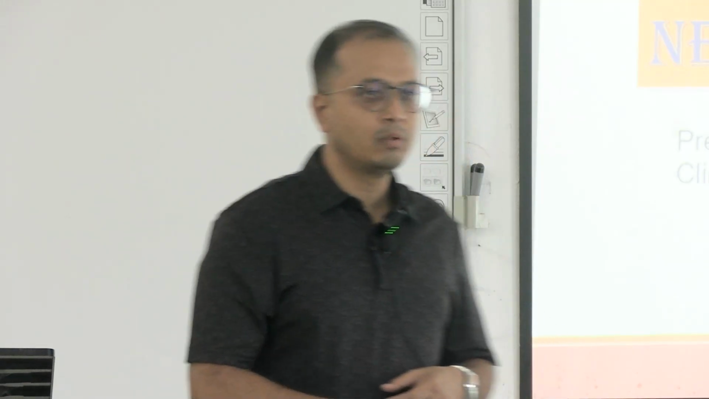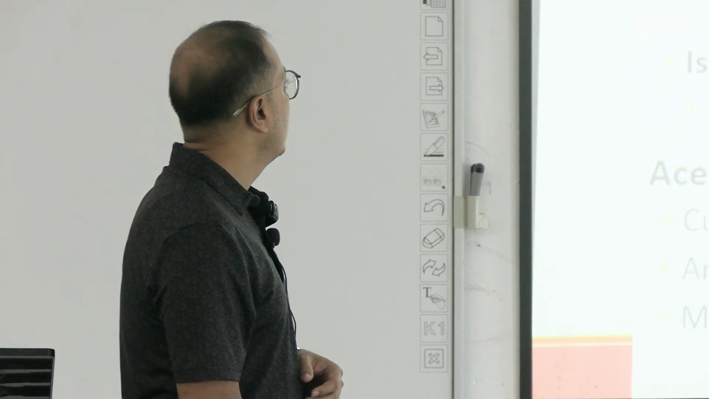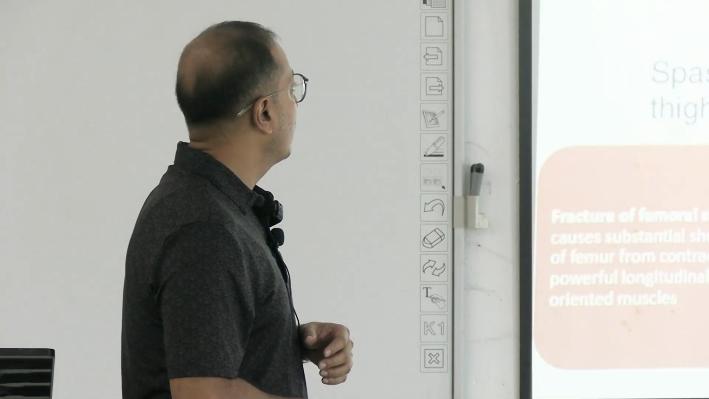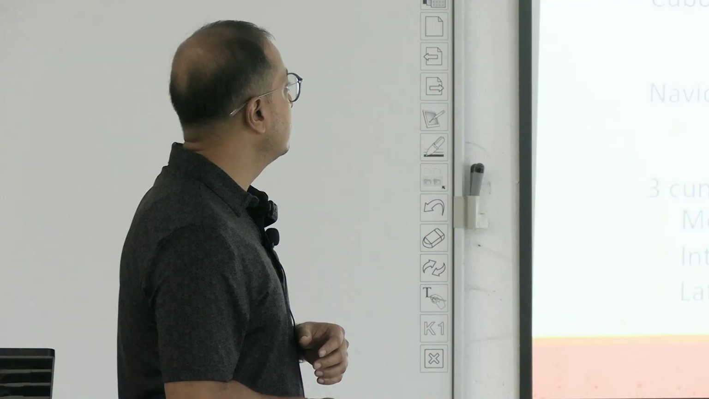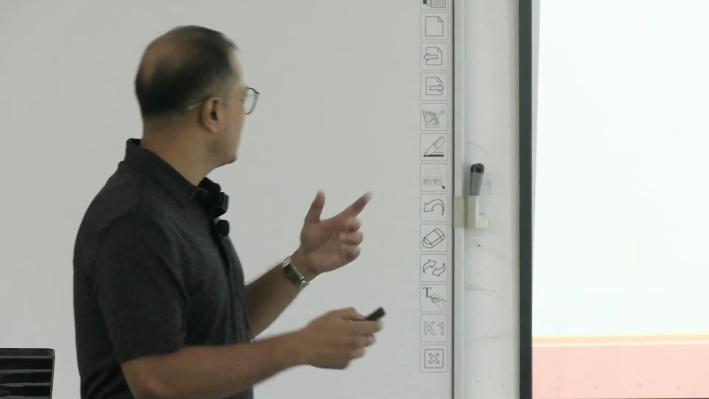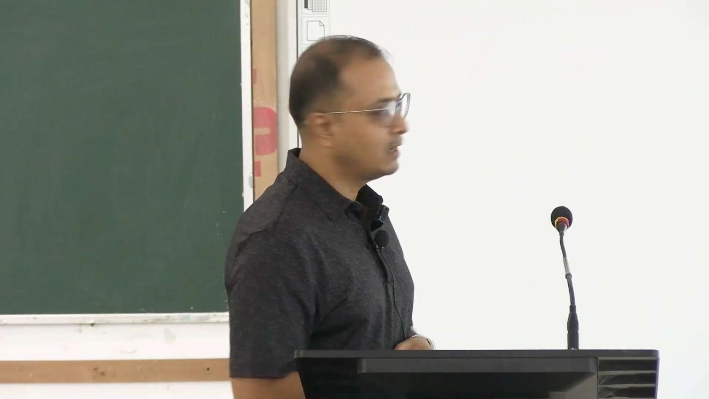Let's quickly review the lower limb, which we have already done, like the soft tissues and the particularly relevant elements of the lower limb. Starting with the lower limb fascia, which consists of two layers, superficial and the deep layer. We call the deep layer the fascia lata.